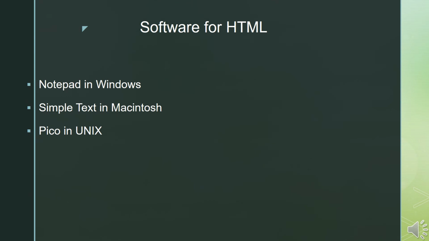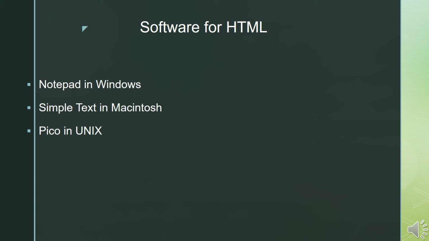Software for HTML. As I said in the previous PPT, HTML can be developed on any platform. The only requirement to develop an HTML project is a text editor and a browser. In the text editor part, there are 3 text editors depending on which platform you are using. For the Windows operating system you have Notepad, for Macintosh you have SimpleText, and for Unix you have Pico.